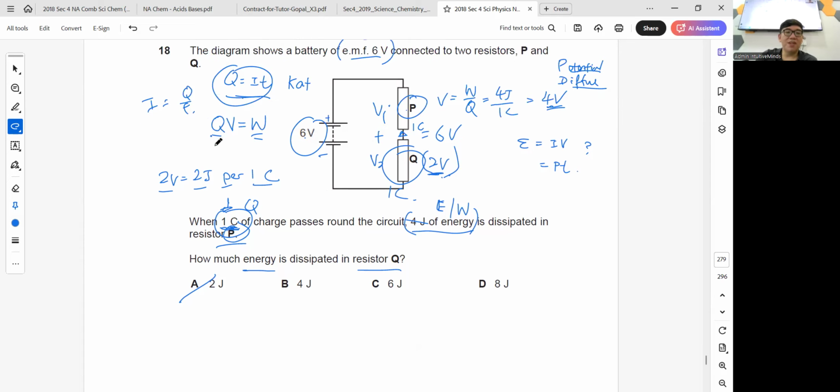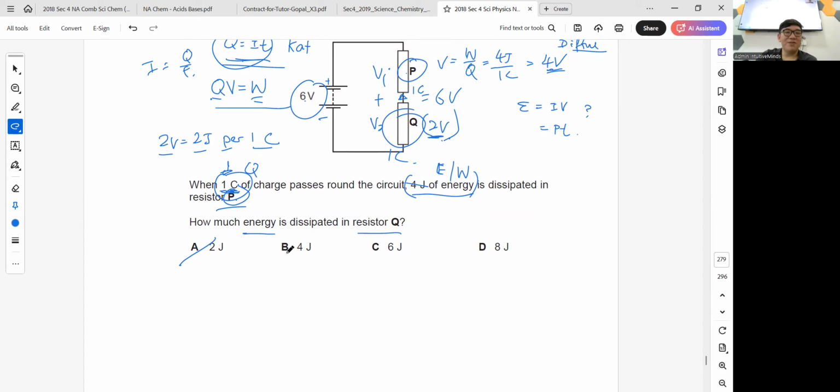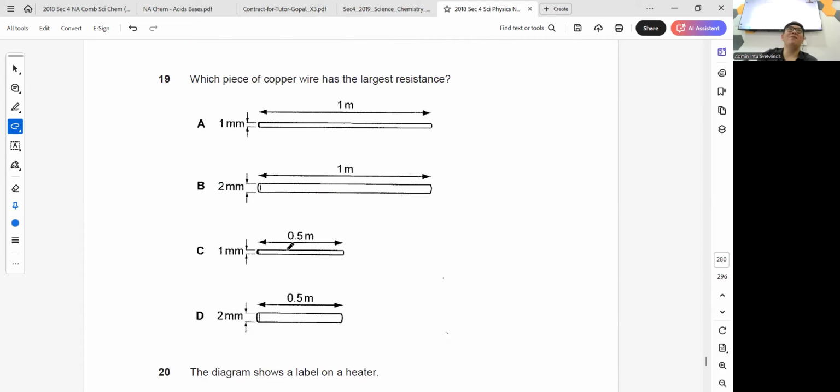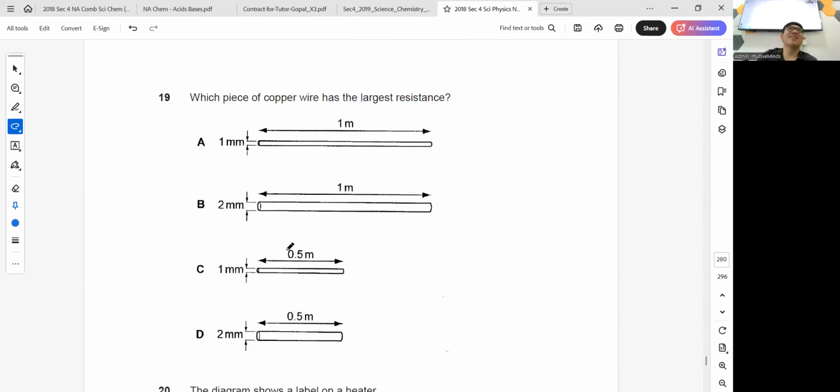So two formulas to remember here. Since you asked about that. You want to know about formula, right? Next, what formula do we need this for? R is equal to rho L over A. Rho L over A.